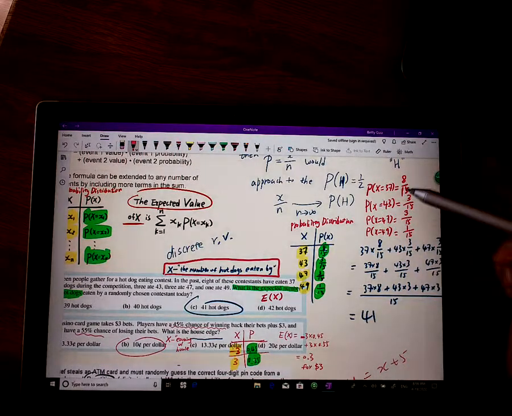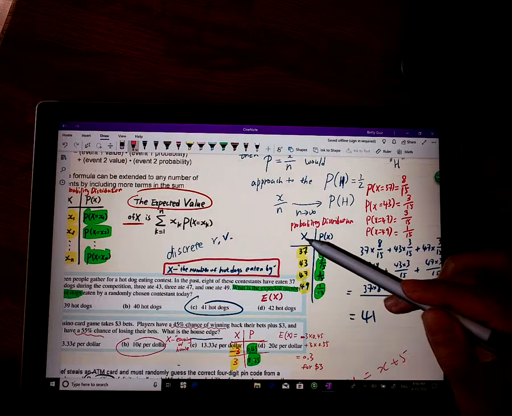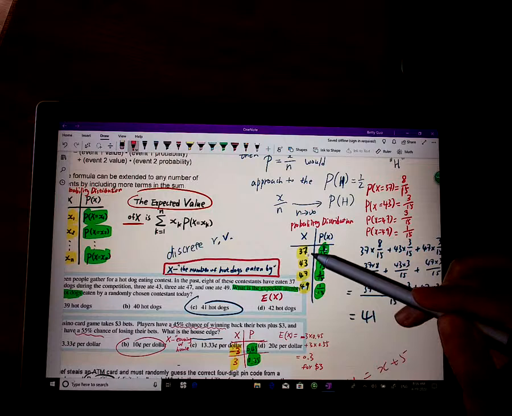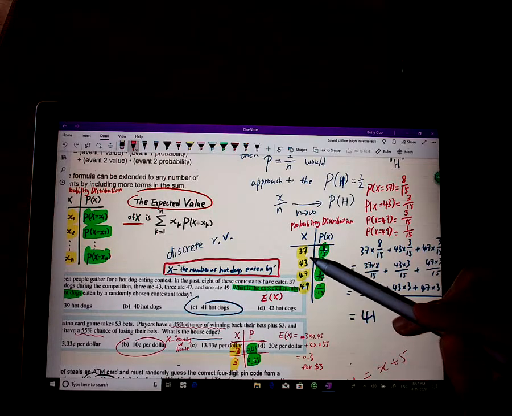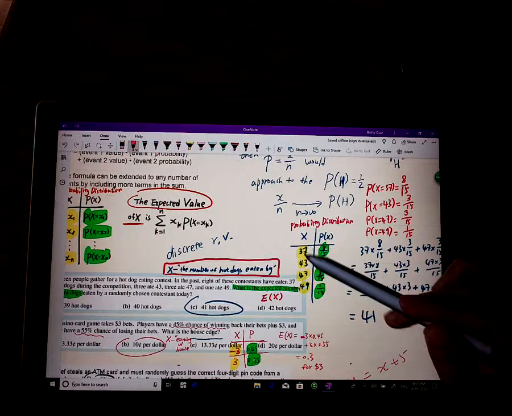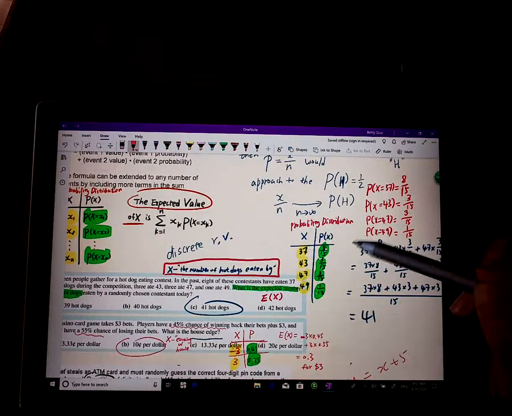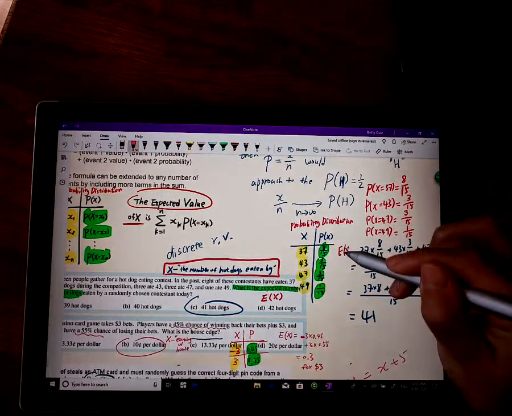All right, so we put those numbers right here. Match the values for x. Be very careful with the order. It is very important not to mess up the order of the values. So once we have the probability distribution, we are ready to find the expected value by the formula.